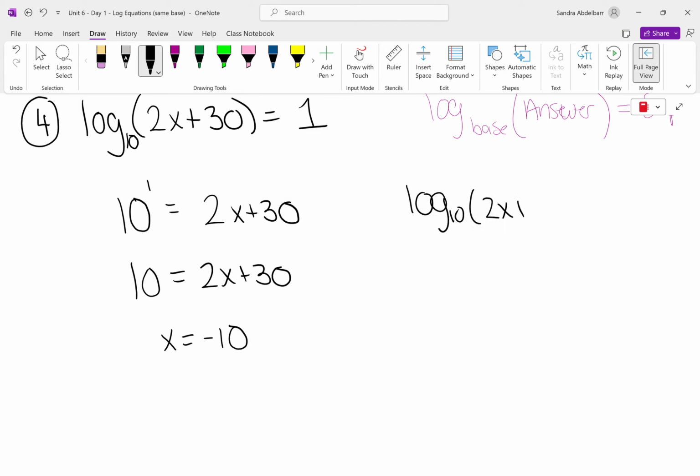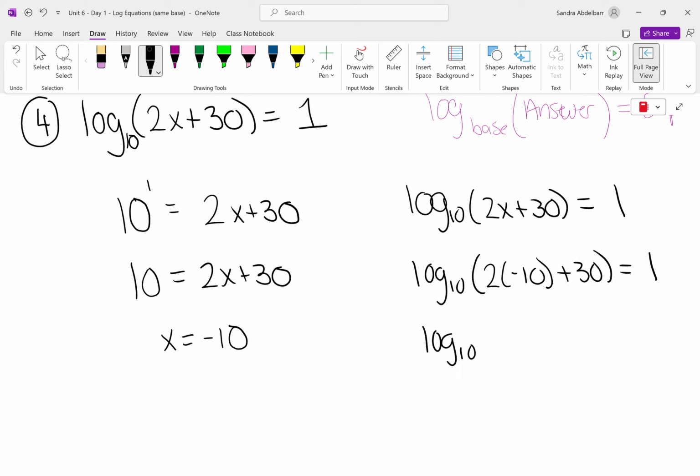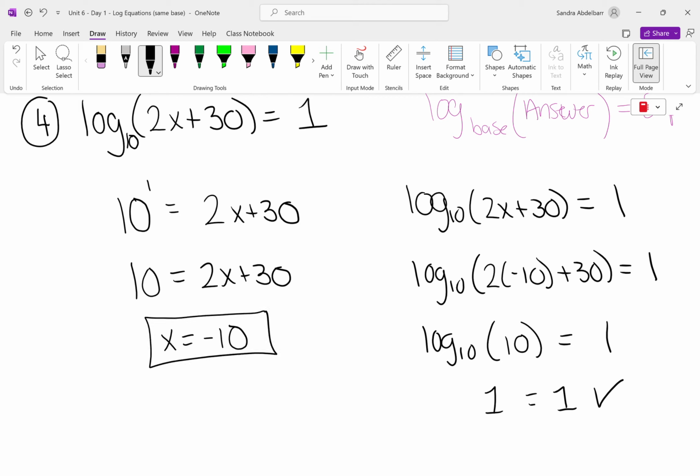So when we plug that in, log base 10 of 2x plus 30 equals 1, we're going to say log base 10 of 2 times negative 10 plus 30. So this is log base 10 of 10 equals 1. Well, 10 to what power gives us 10? 1 equals 1. It works out. Am I going too fast for you all? No? Okay.